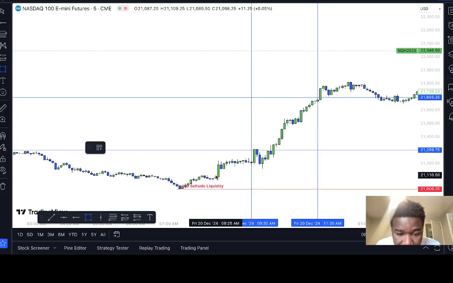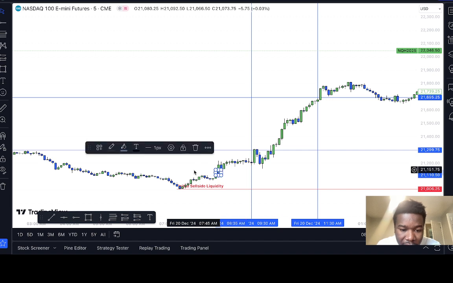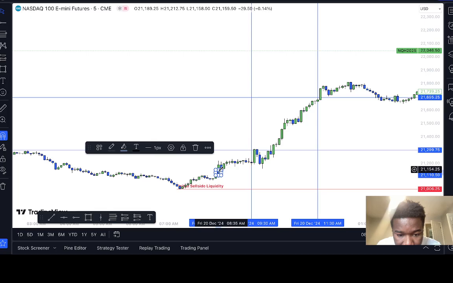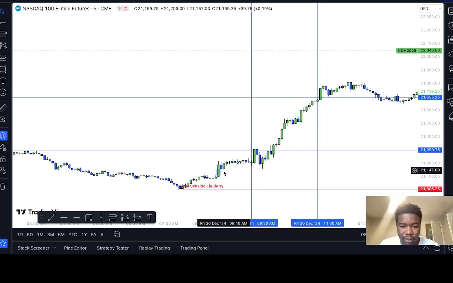This is a fair value gap, guys. Make sure. Oh wait, my magnet's off. Ooh, need that. Then it's the bottom. I think the bottom's right. It's a fair value gap.